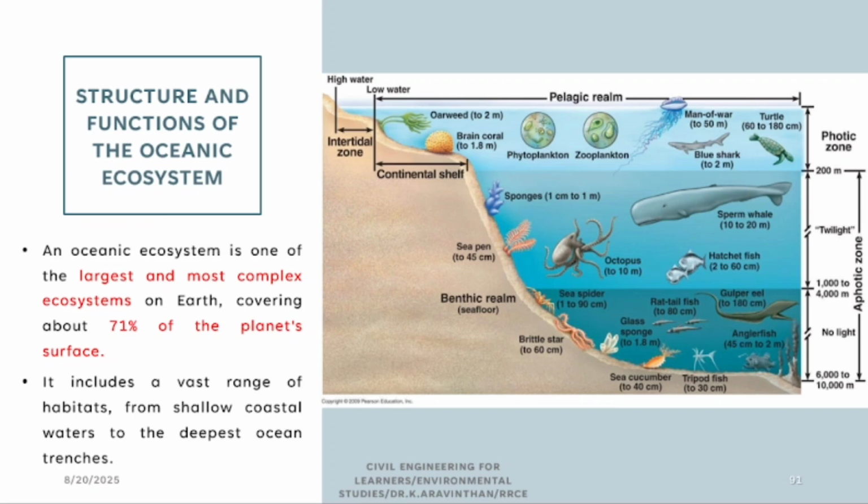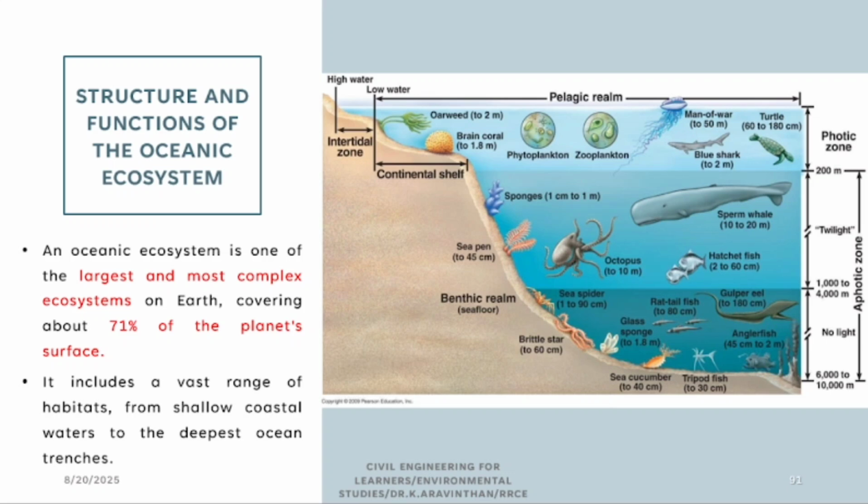In a particular distance you can see some living beings and species. They will not go to another side. The photic zone is covered with sunlight. If you go deeper beyond this stage, it is called the aphotic zone. In the aphotic zone, sunlight will not penetrate inside. So even the ocean is divided into different structures. In this place you can see blue shark, turtle, phytoplankton and zooplankton. One is a producer, one is a primary consumer.